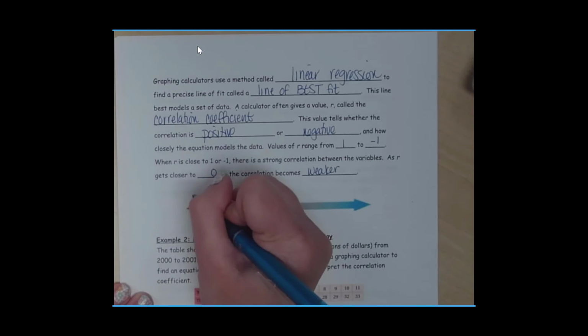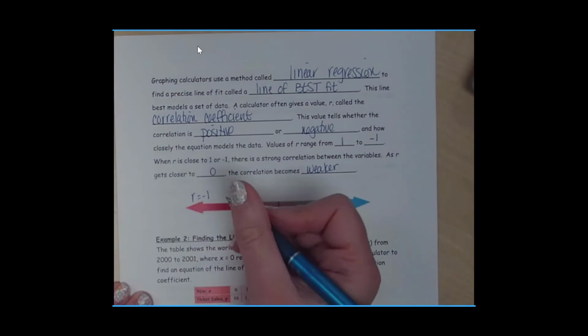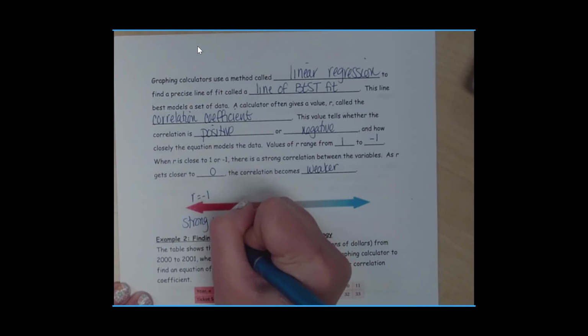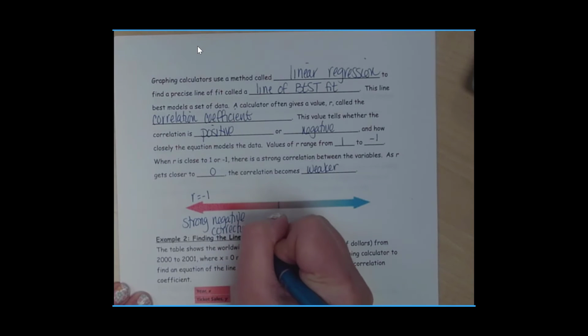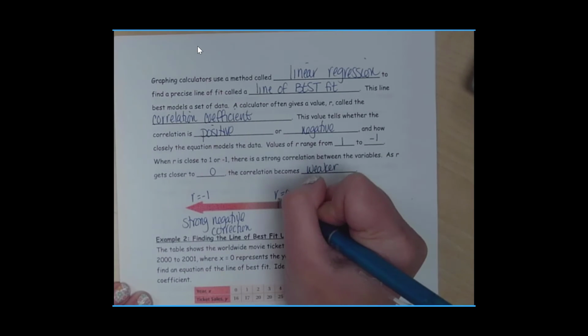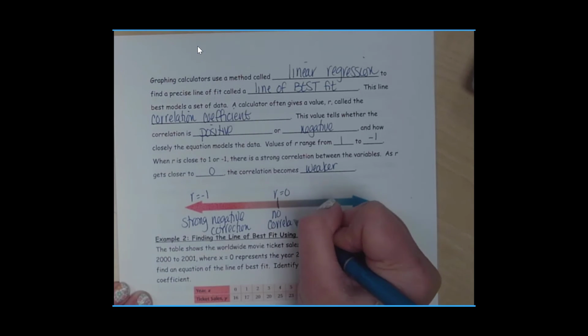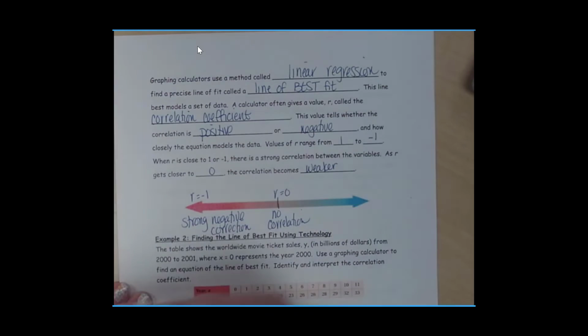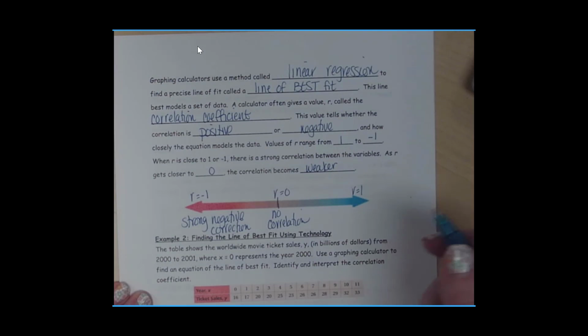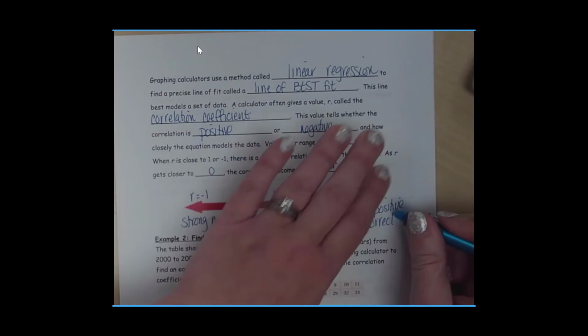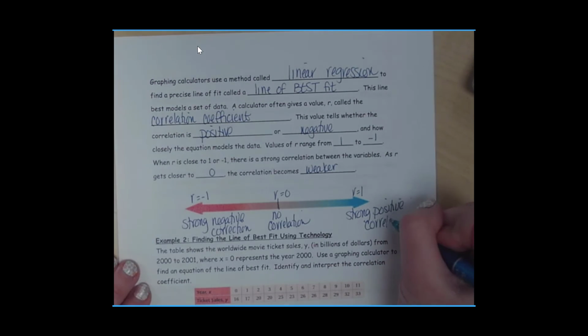So if I take a look, if my R is close to negative 1, that means I have a strong negative correlation, like a negative slope. And if I have R equals 0, there's no correlation, which I referred to as kind of a hot mess type of graph before, where data is all over the place. But if I have a correlation closer to 1, that is a strong positive correlation. I've got correction, correlation, I'm sorry.